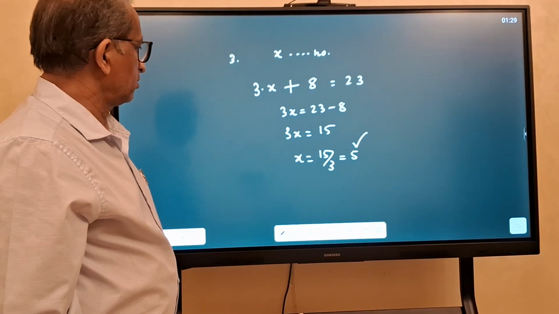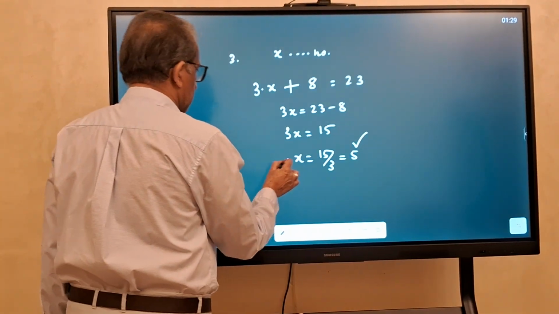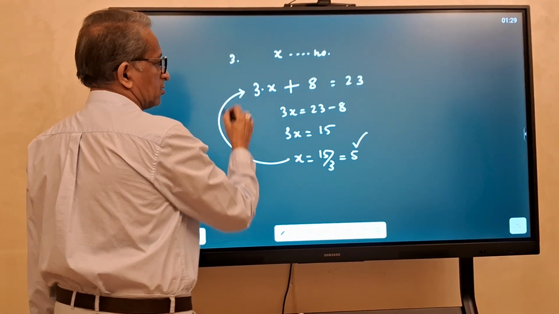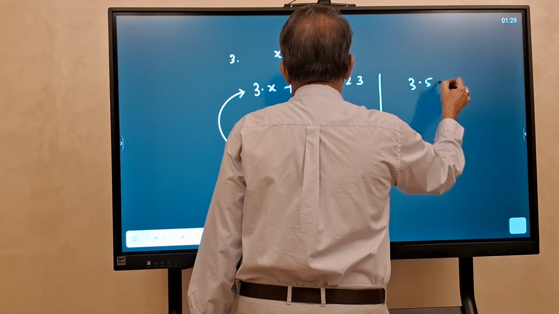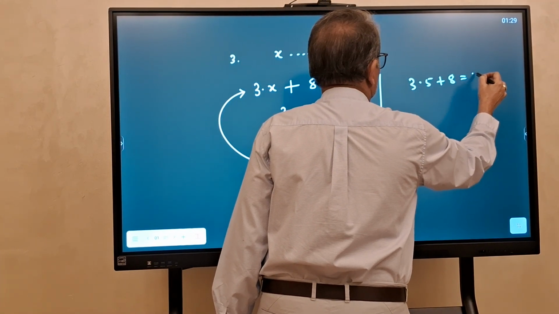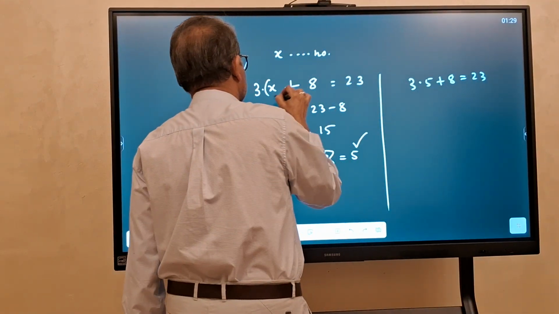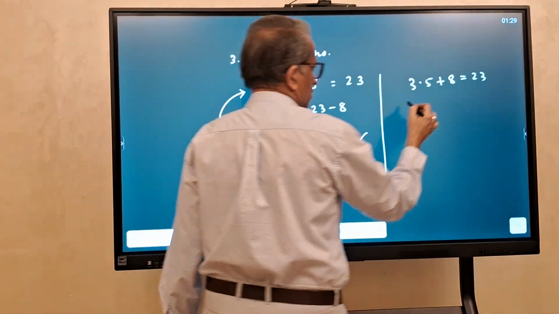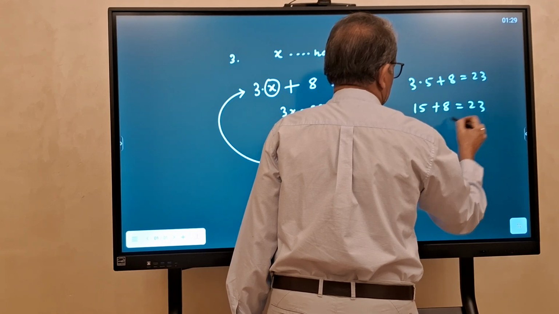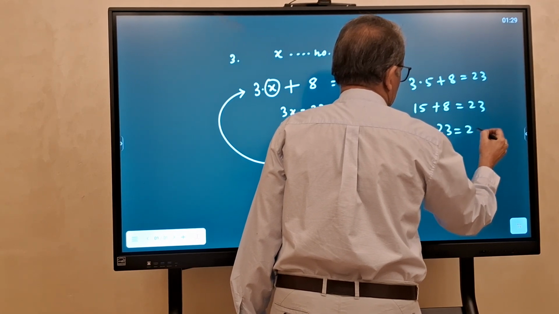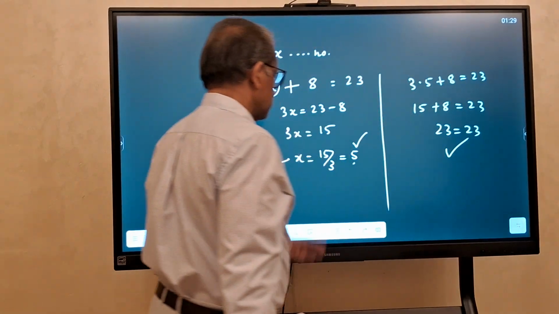So now checking. How to check? Put this number in the equation. So what happens? 3 into 5 plus 8 equal to 23. I put this x equal to 5. So 15 plus 8 equal to 23. See, 23 equal to 23. My answer is correct.